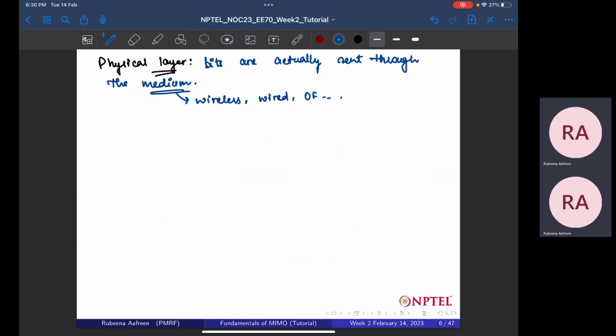So now I will give an example of how the data travels through the different layers at the source side and reaches the destination side. So now suppose we have this source, and the source will consist of the application layer, transport layer, network layer, data link layer and the physical layer.